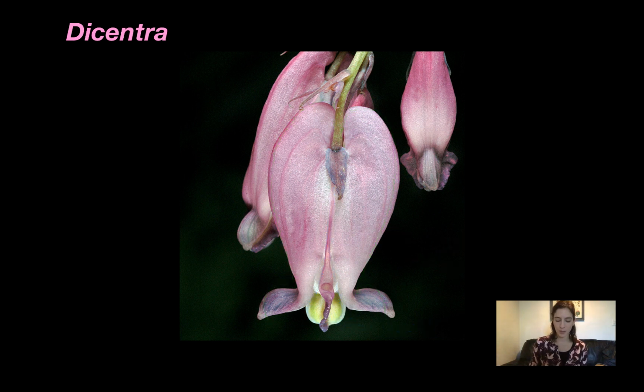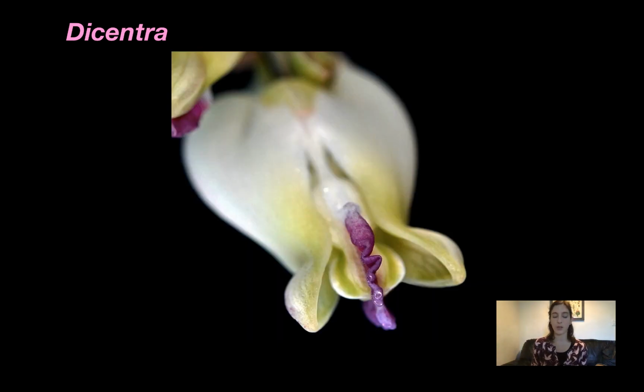Crazy. Now here's another species of the genus Dicentra, just showing a different form. This fancy ridge right here is part of those inner 2 petals, which are fused. They're fused right here in this ridge, actually. And then this part is 1 petal, and actually this whole part right here is 1 petal.